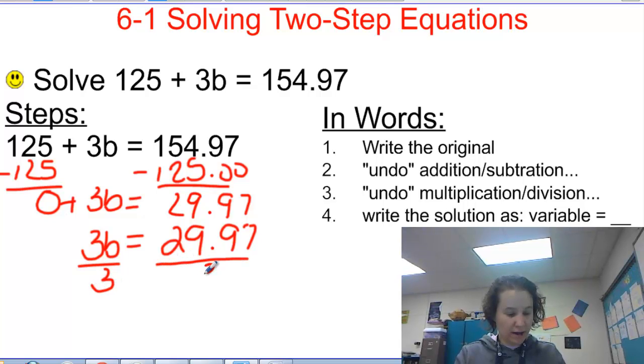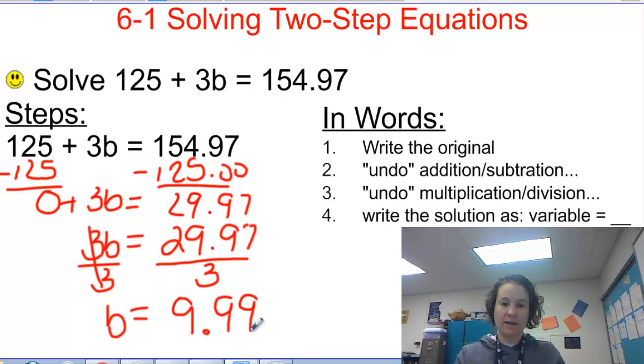And when we're in algebra now, we are going to show division using a fraction bar. So here, I have 3 divided by 3 on the left-hand side of my equation. And any number divided by itself is 1. So I get 1 times b, which is just b, so I'm just going to write b. And a lot of times we show that we've gotten rid of the 3's by canceling them out like that. You could do that as well. And then on the right-hand side, I need to divide by 3. So I would end up with b equals 9.99.